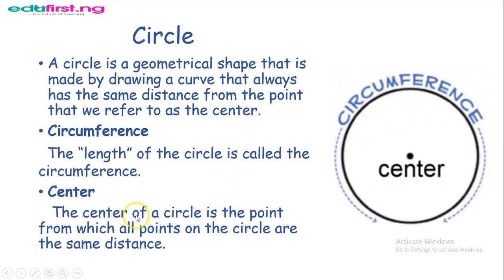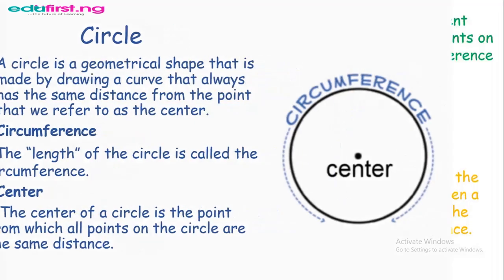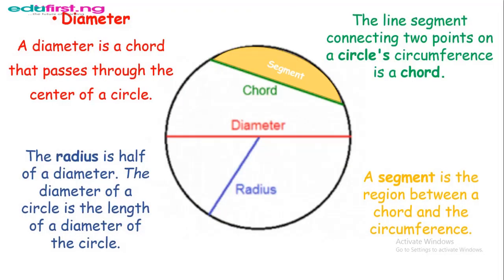The center of a circle is a point from which all the points on the circle are the same distance, as explained earlier. Now a diameter. Some features of the circle. We have a diameter. A diameter is a chord that passes through the center of a circle, while a radius is half of a diameter. Now when they say find the diameter of a circle, that means find the length of this diameter of the circle.